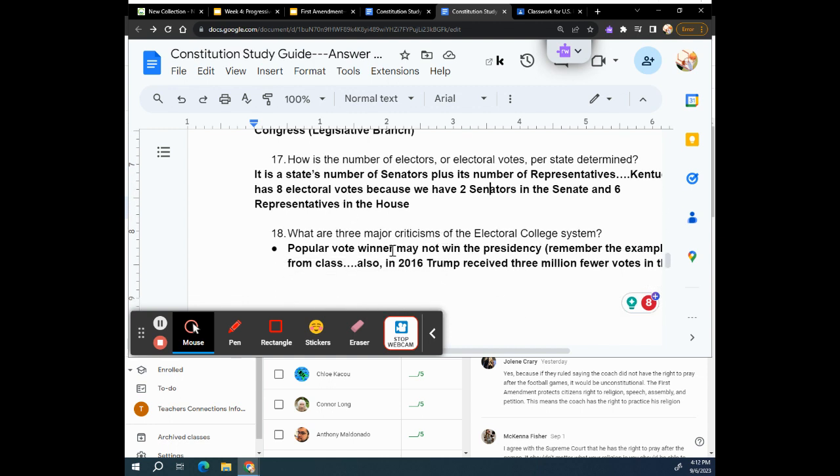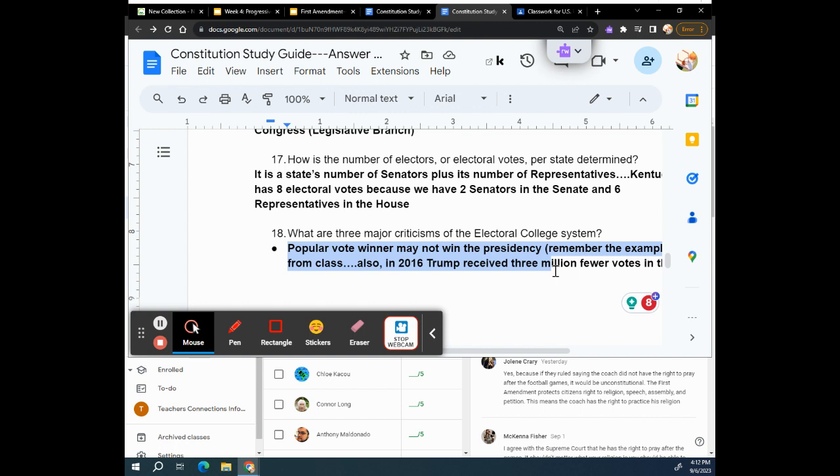The 3 criticisms of the Electoral College system: the popular vote winner may not win the presidency. And we went over that in class, how that's possible, because the Electoral College is pretty much a state-by-state basis. Okay? So you could win 3 states by a whopping margin, but you don't get any bonus points for winning those states by a whopping margin. And then you may lose the crucial state that's worth 30 electoral votes, like let's say Florida, by 1 vote, and it doesn't matter. The other candidate gets all those votes.